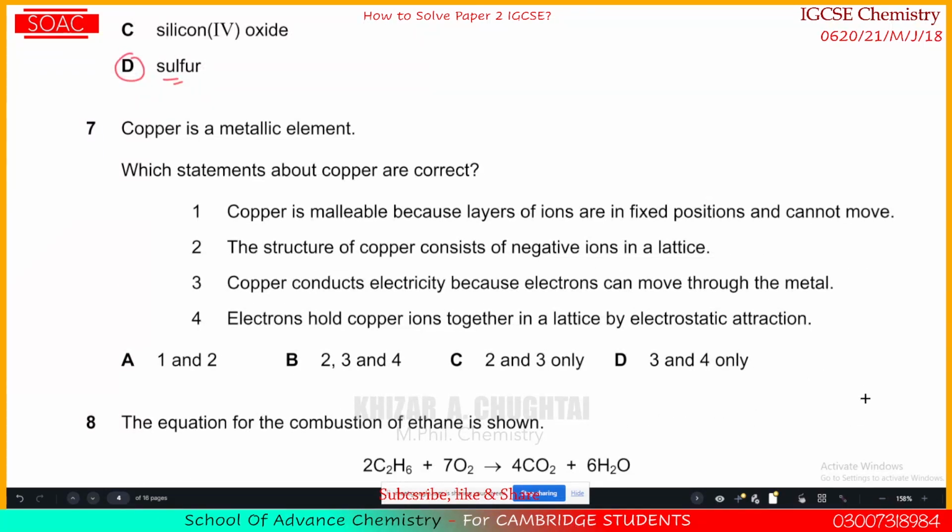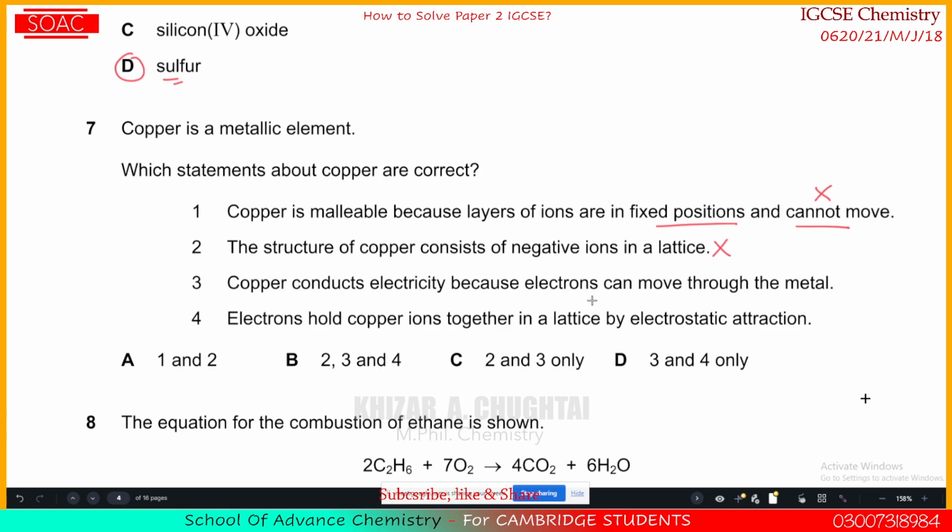Which statements about copper are correct? Copper is malleable because the layers of ions are in fixed positions and cannot move. No, they can move, and that's why it is malleable. So overall, this reason is not justified, so this option 1 is incorrect. The structure of copper consists of negative ions. No, negative ions are not present in any sort of metallic lattice.